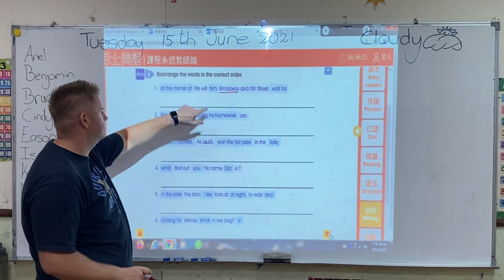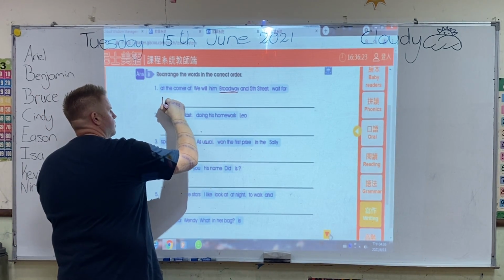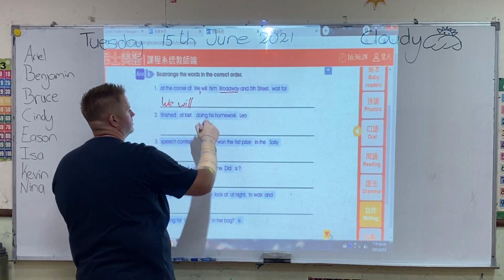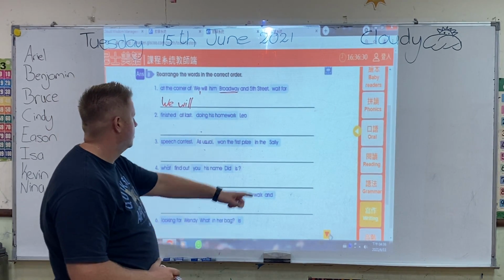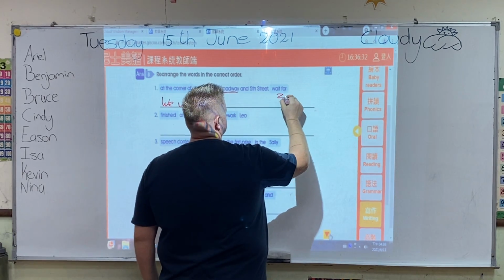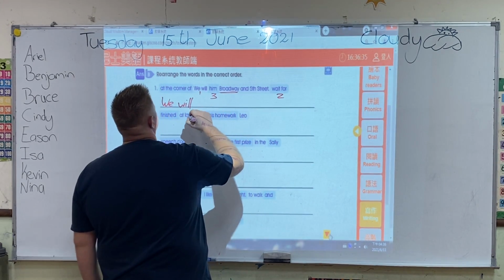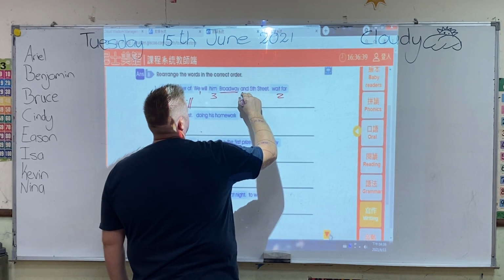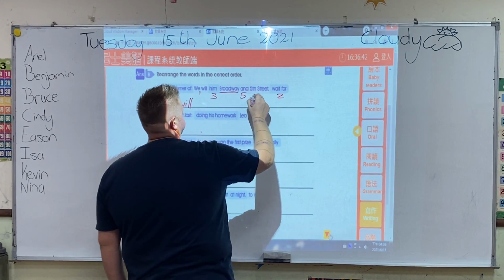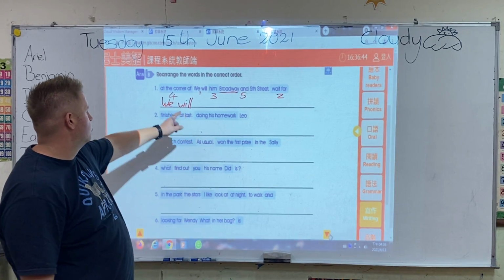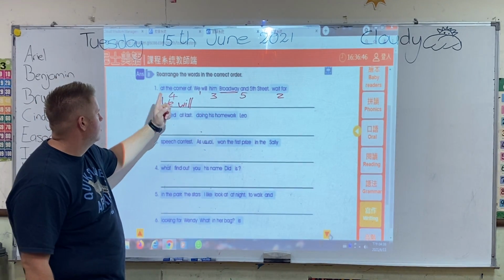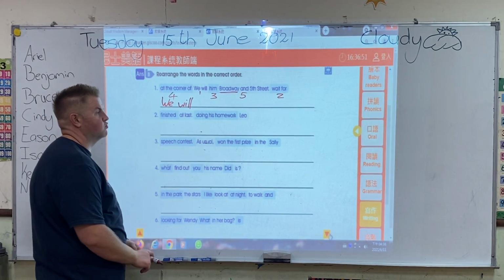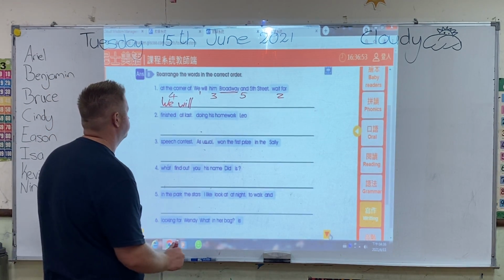So we will start with the first one. We will wait for him at the corner of Broadway and 5th Street. We will wait for him at the corner of Broadway and 5th Street.